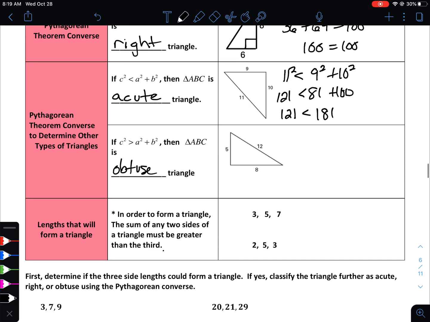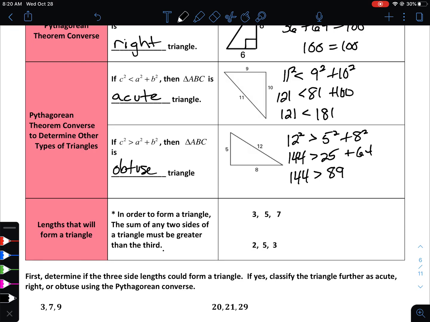Okay. Now, if c squared is more than a squared plus b squared, then triangle ABC is going to be an obtuse triangle. So again, if we let c be the largest side, so 12 squared, we're going to show that that is more than 5 squared plus 8 squared. 12 squared is 144, 5 squared is 25, 8 squared is 64, and 144 is in fact more than 89. So our triangle in this case would have been an obtuse triangle.